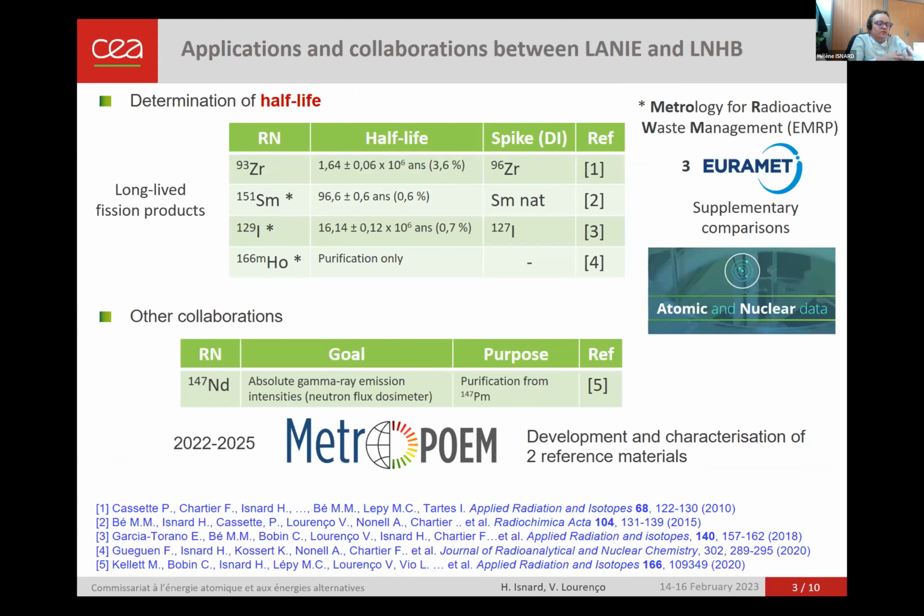The major collaboration between the two labs concerns the determination of half-lives of long-lived fission products, like the fission products indicated in this table. The collaborations are performed using internal funding or during international European projects, like the Metrology for Radioactive Waste Management European project for the determination of half-lives. Of course, we have other collaborations, like, for example, recently the determination of the absolute gamma-ray emission intensity of neodymium-147. And recently, we are associated in the European METRO-POEM project for the development and characterization of reference materials.